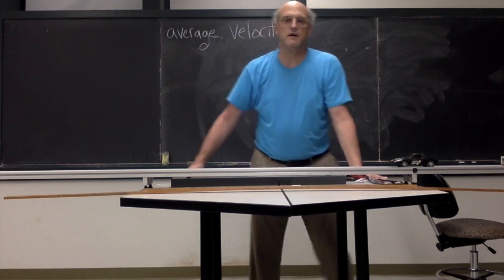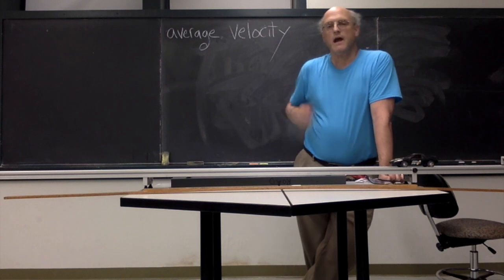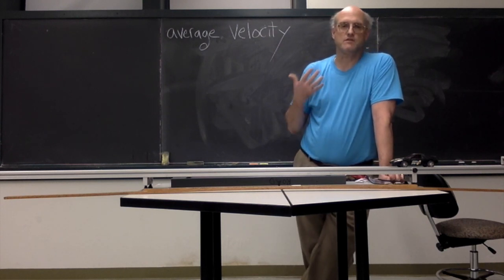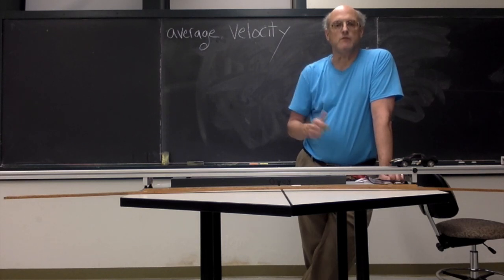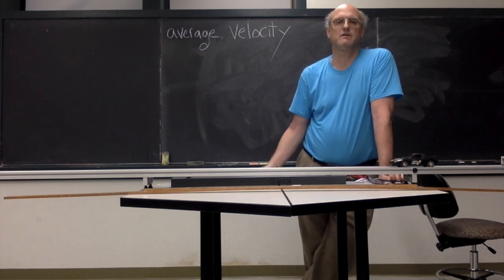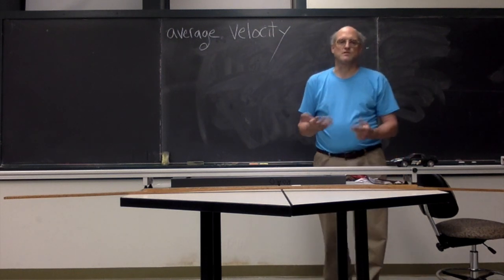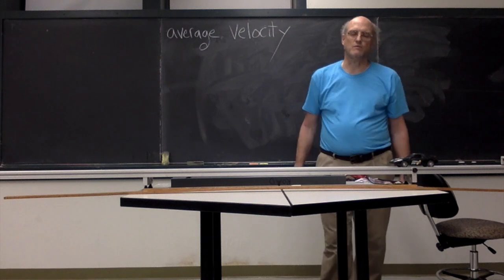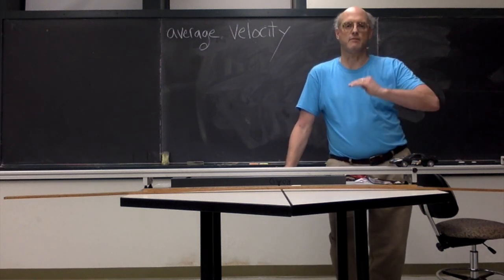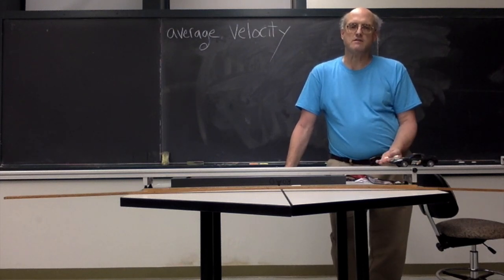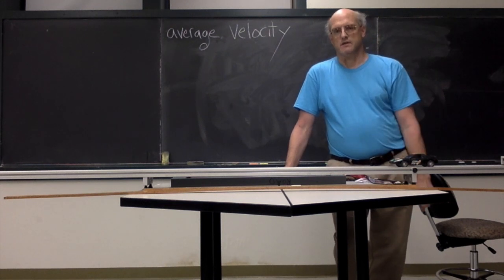Let's now talk about the concept of average velocity. Average velocity is found by taking a quantity which is known as displacement divided by time. Now, what's the difference between displacement and distance? Remember, to find average speed, we took the distance and divided by the time. For average velocity, we take something called the displacement and divide it by time.